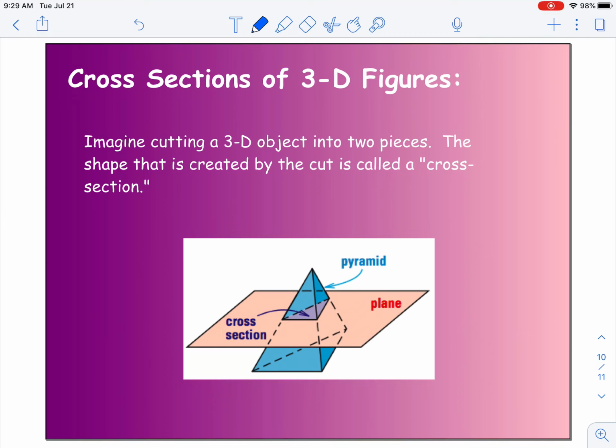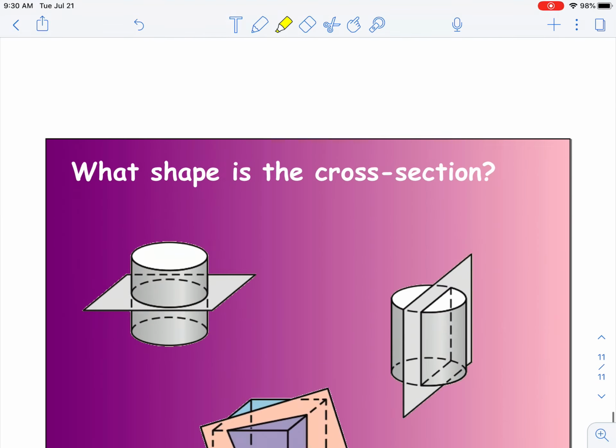Let's talk about the cross sections of 3D figures. So the cross section of a 3D figure: imagine cutting the 3D object into 2 pieces, and the shape that's created by the cut is called a cross section. So that's the cross section right in there. Now, you do not have to do the cross section parallel to the base, and depending on how you draw in the cross section determines what the cross section might look like.